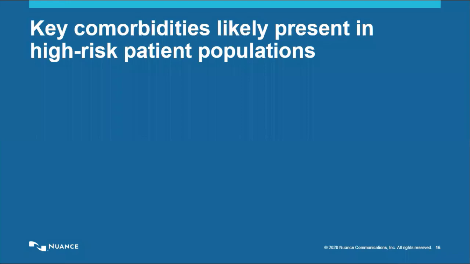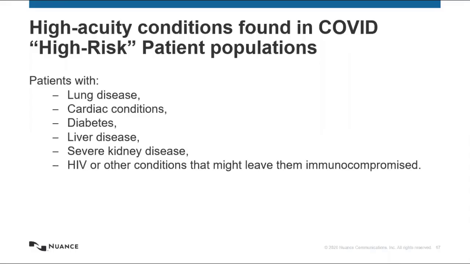Let's talk now about some of the key comorbidities that are likely present in high-risk populations. When we look at those populations, what we're noticing is that these are populations that were identified by the CDC, and they have a number of significant comorbidities that are commonly seen there that we want to make sure we review to ensure that we are capturing full acuity in COVID patients.